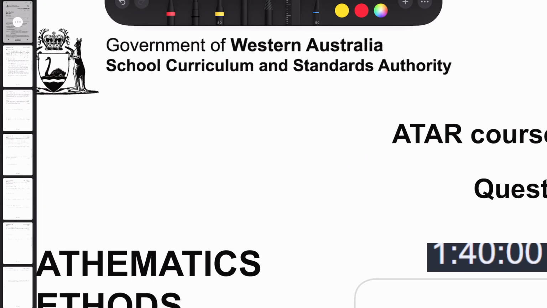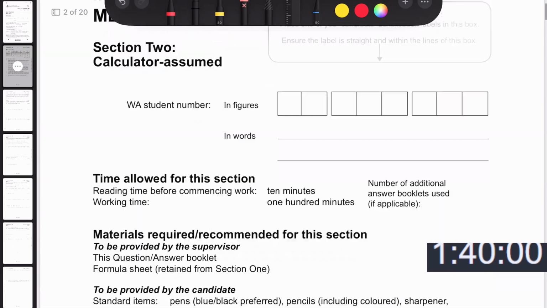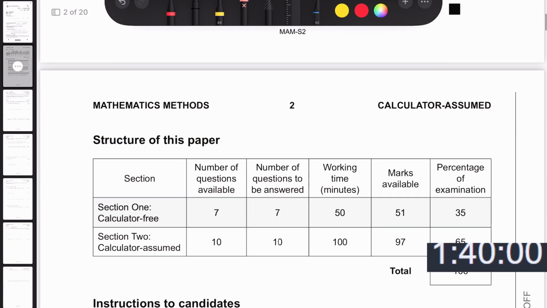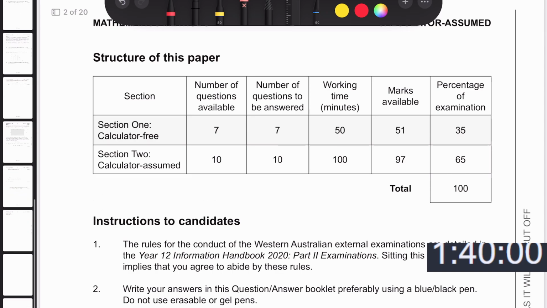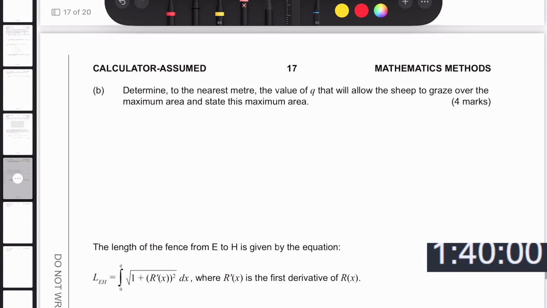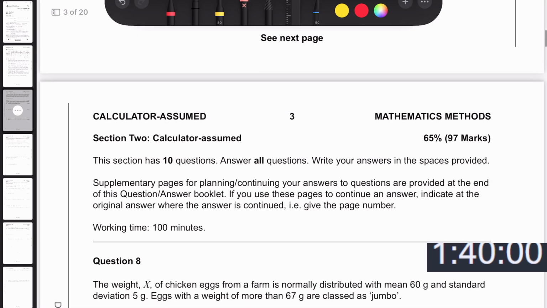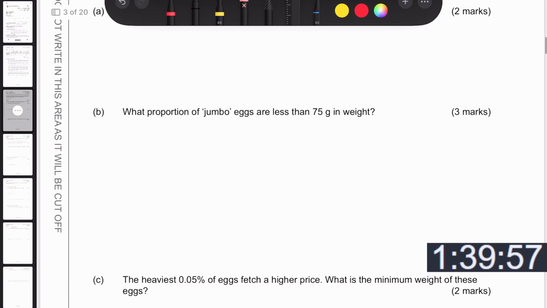Goodbye. Okay, time to do the calculator assumed section. I accidentally brought up the 2022 one, which I've already done. But yeah, got 2020, the correct one this time. See how many pages we got to deal with. 17 pages, wait, what? 17 pages. Okay, it's odd. Alright then, well, the last one had 21, there's 4 less pages. Okay, let's get started, let me center my timer, and let's go.